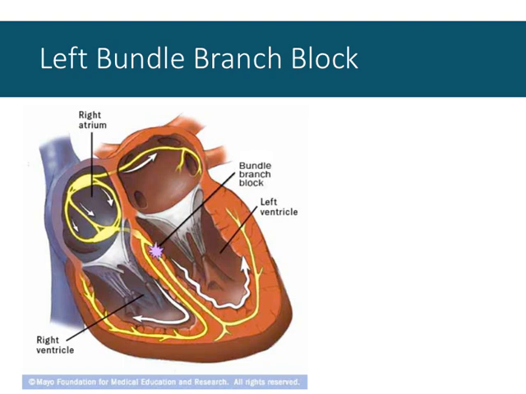If we use this stylized cartoon drawing to show the SA node, the AV node, the normal conduction pathway in the heart, we have the bundle of His, and then the bundle branches coming off of it. The left bundle branch, of course, services and innervates the left ventricle. The right bundle branch, the right ventricle. And there's some disruption indicated here by this purple explosion, showing that the signal can't get through.